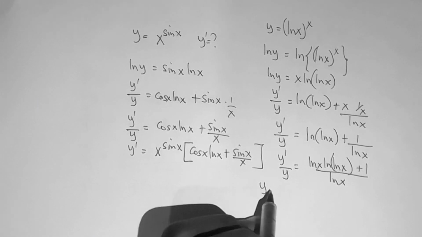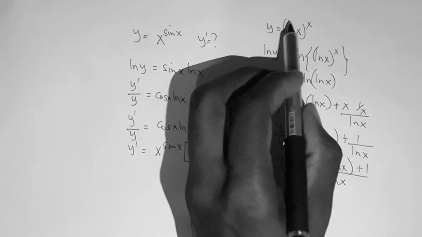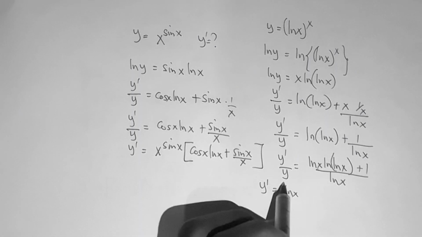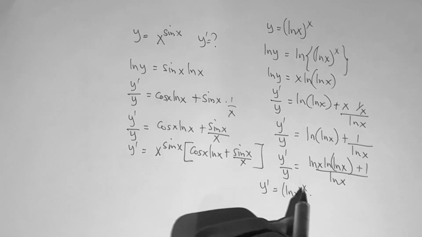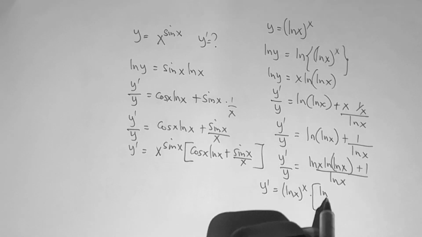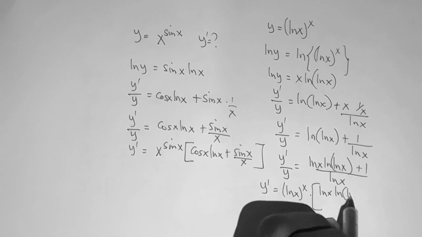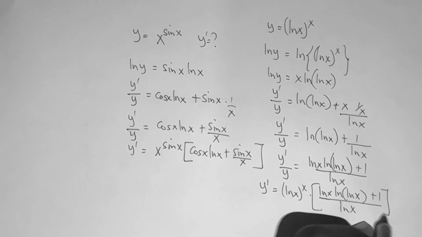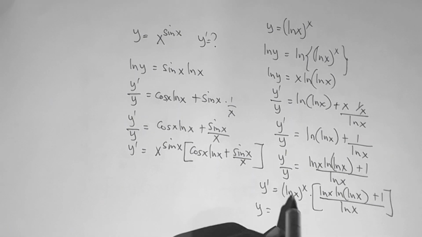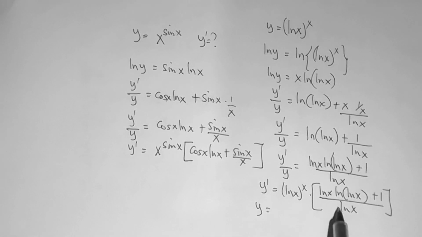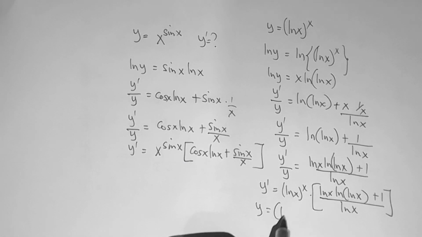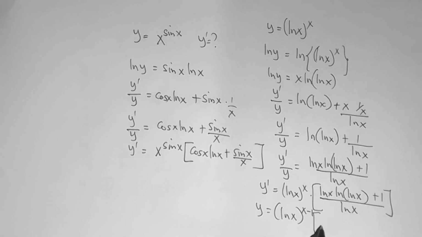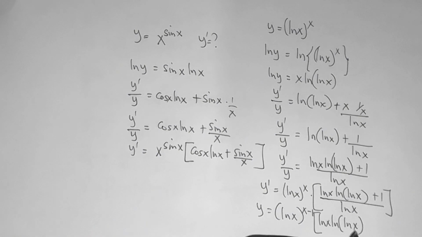So y prime in this case is equal to, now remember y is (ln x) exponent x, then times (ln(ln x) plus 1 divided by ln x). So y prime is equal to, you see this is (ln x) exponent x divided by ln x, so it becomes (ln x) exponent x minus 1, then times (ln(ln x) plus 1).